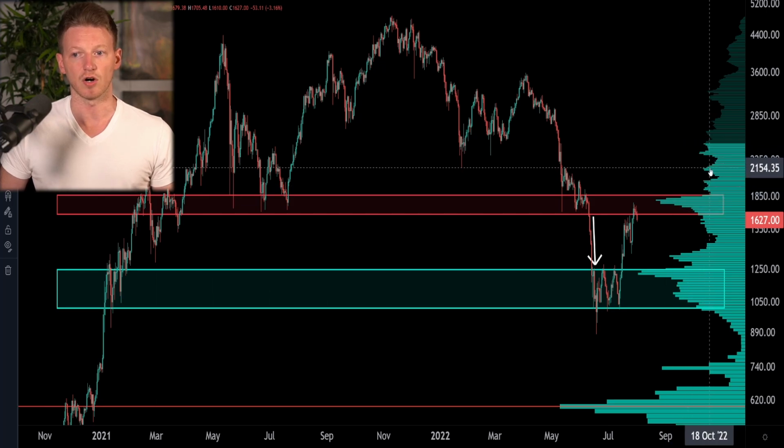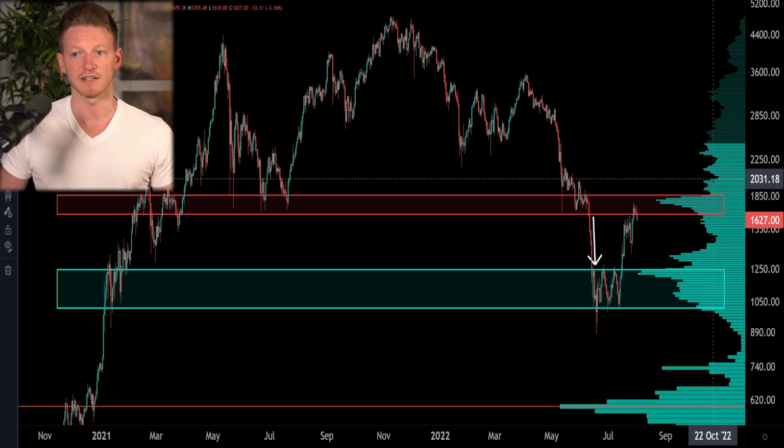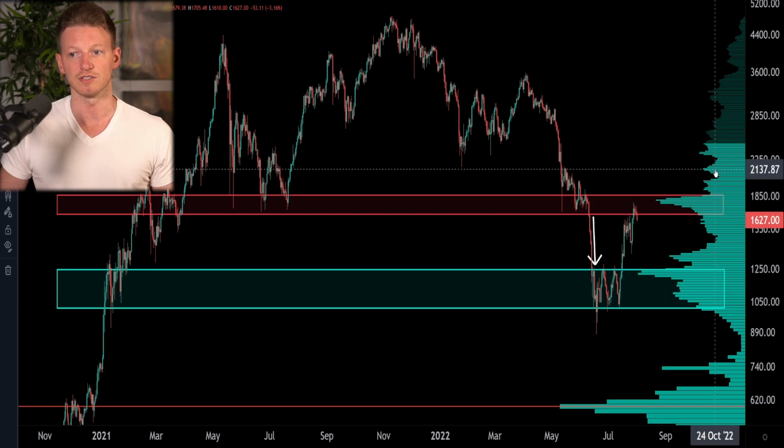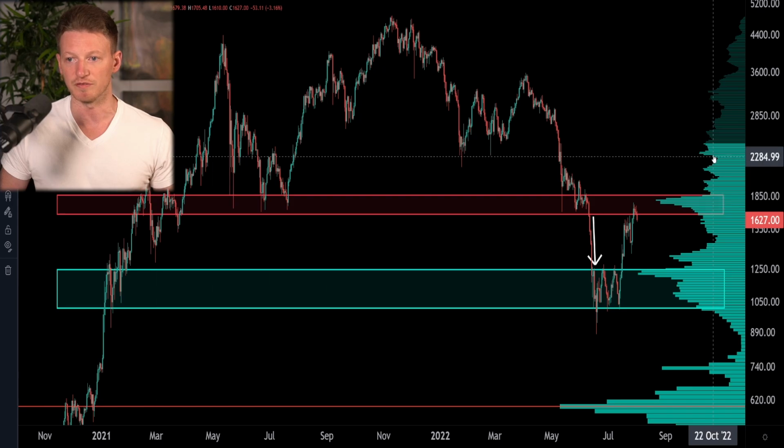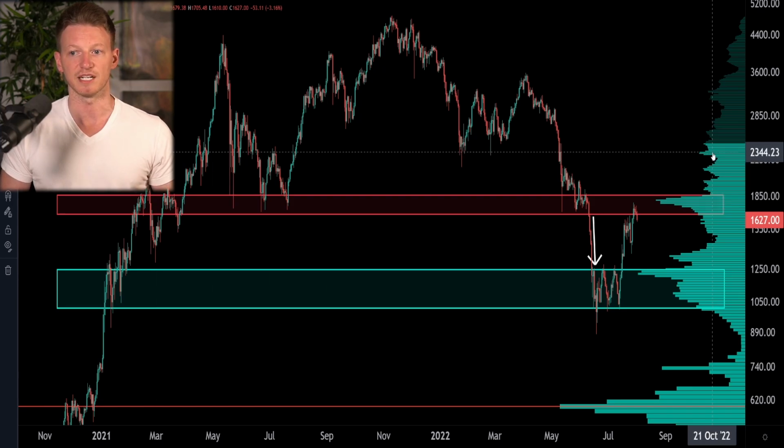Now you'll note that there are some lower volume areas like here from $2,000 up to around $2,150, and then from $2,150 up to around $2,300. But these are sort of hit or miss, so there's nothing that's jumping out above us. So if we were to get above this $1,800 level, it would just come down to the overall trend of the market. I don't think we're just going to shoot through any particular levels.